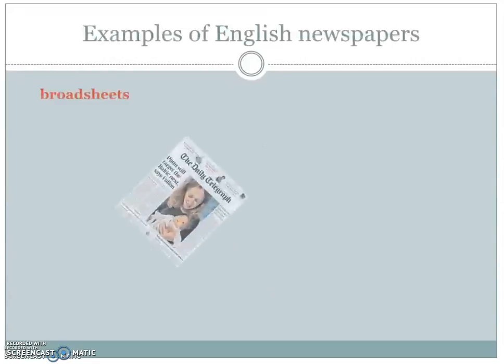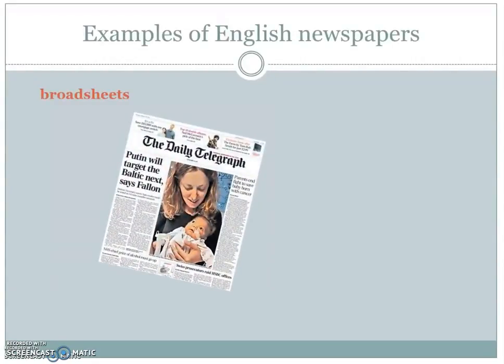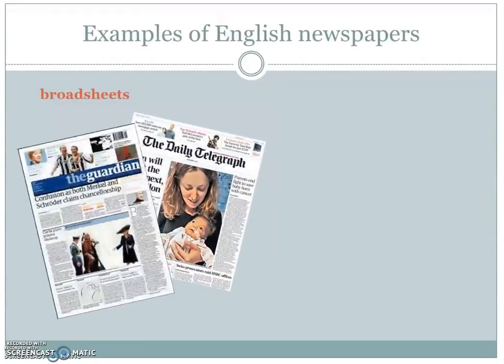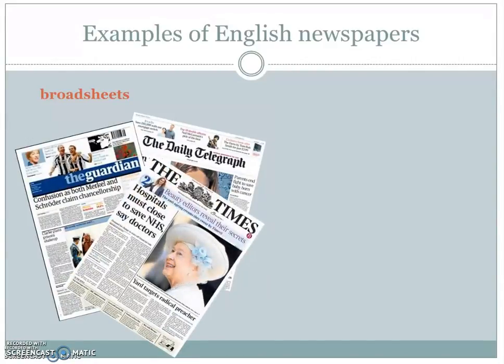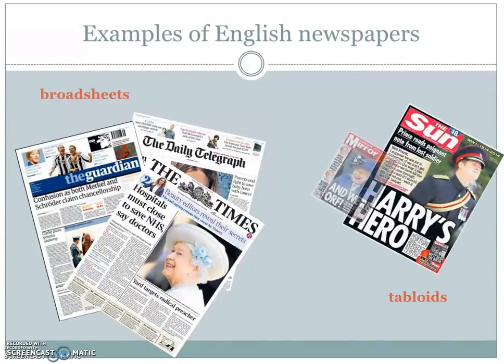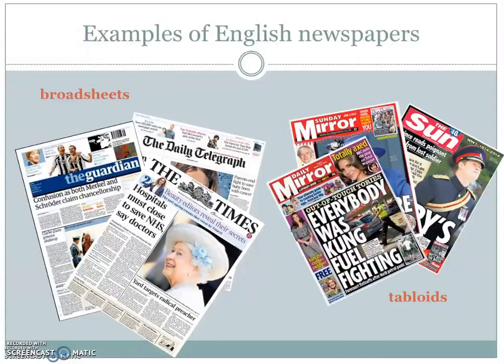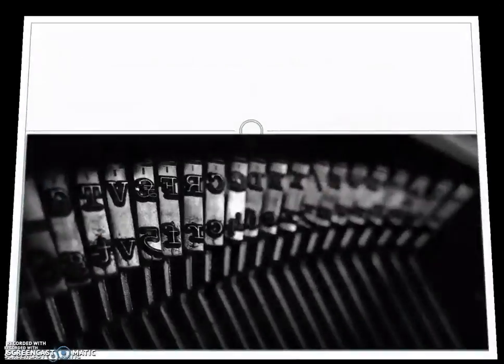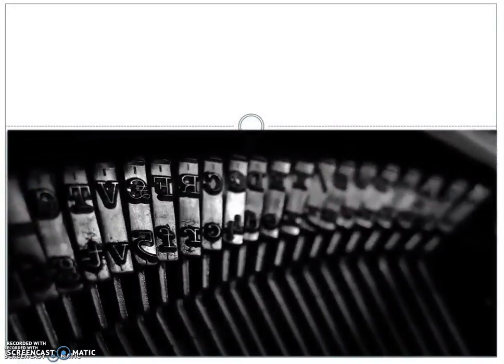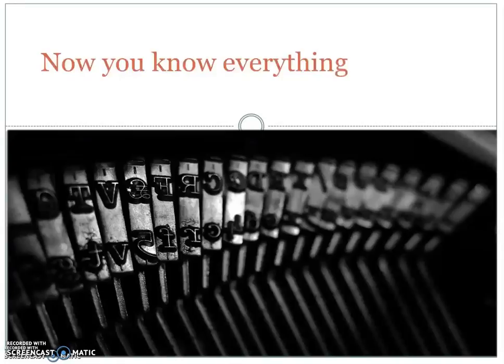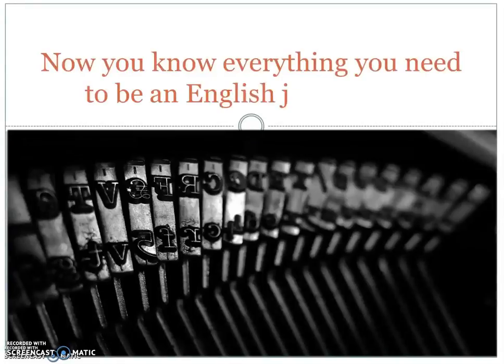Some of the most famous British newspapers are the Daily Telegraph, The Guardian, and The Times. And some of the most famous tabloids are The Sun, The Sunday Mirror, and The Daily Mirror. By now, you should have a clearer idea of the characteristics of the English press. This means that now you know everything you need to be an English journalist.